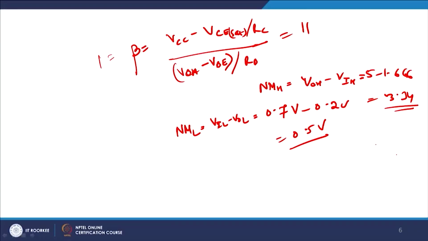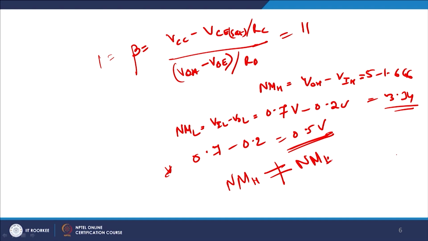So, let me find out NMH and NML. NMH comes out to be 3.34, and NML is VIL minus VOL. So, VIL is 0.7 minus 0.2, and this is 0.5 volts. But you see your NMH is not equal to NML, which means that there is a problem. That means the high noise margin is not equal to the low noise margin, which means that a 1 can be transmitted very easily even with a very high noise figure, whereas a 0 will be stopped or inverted if my output noise is typically small.